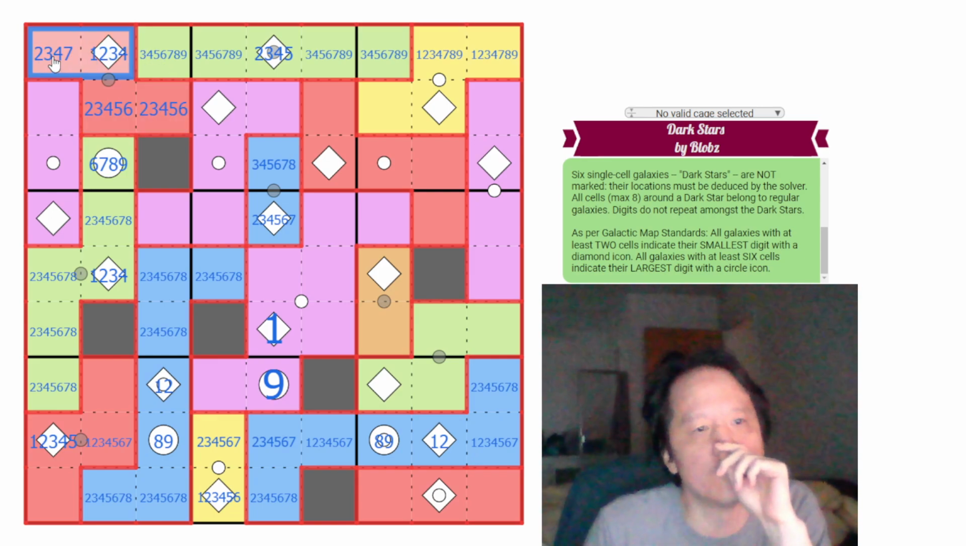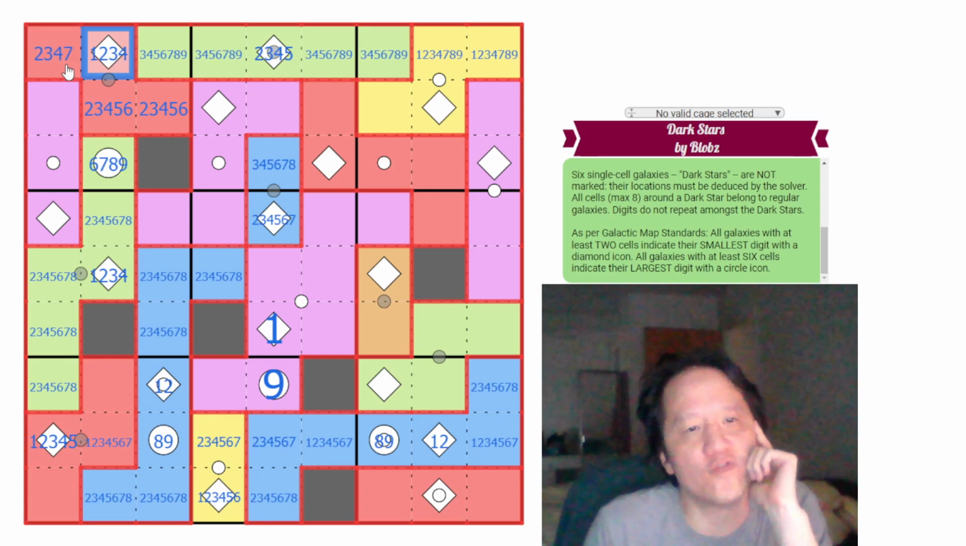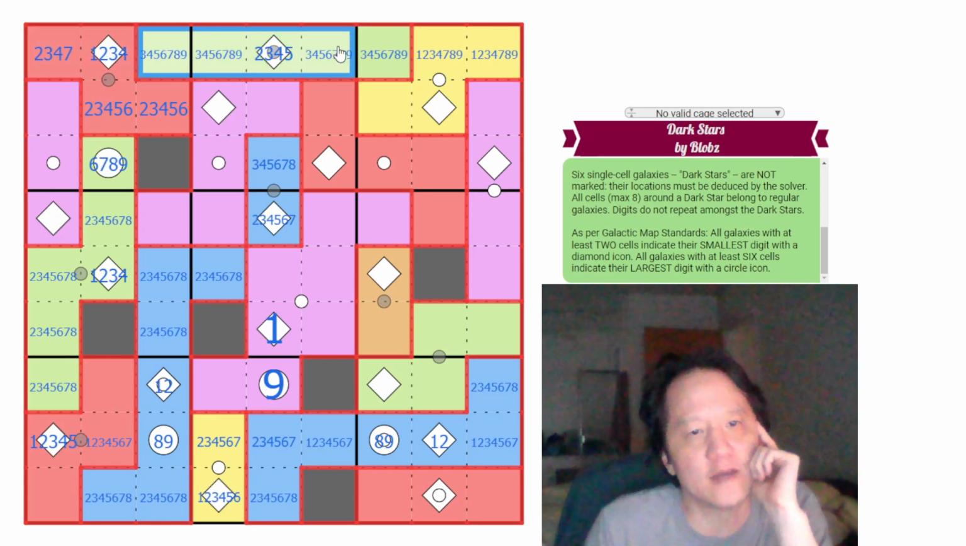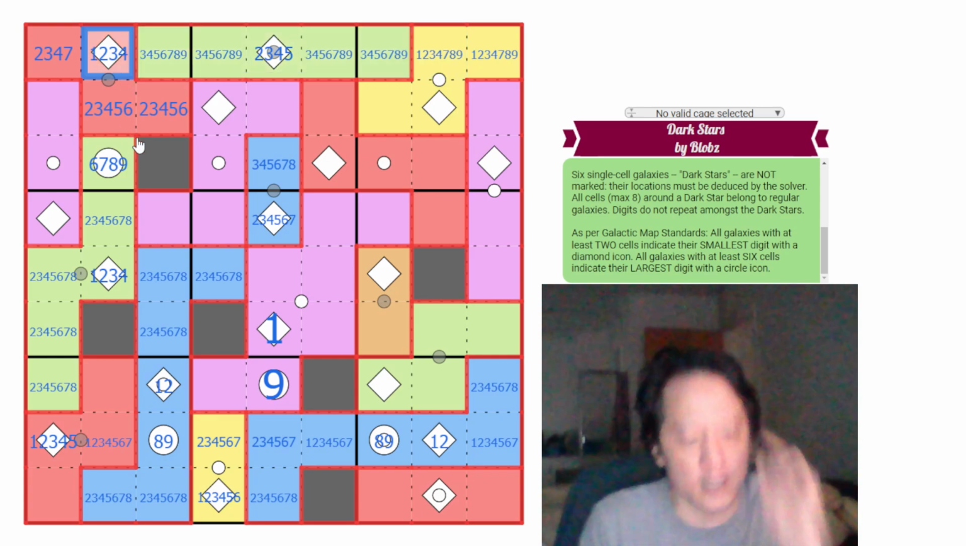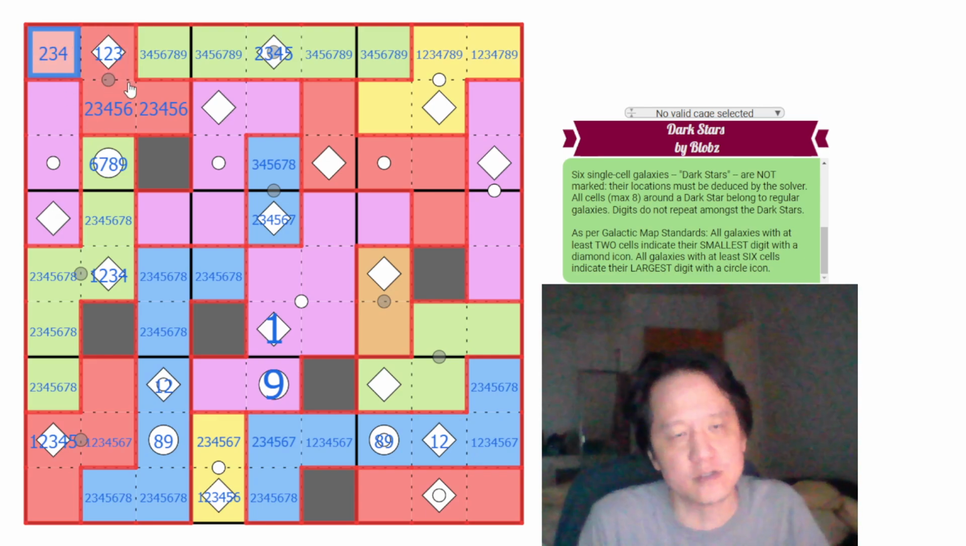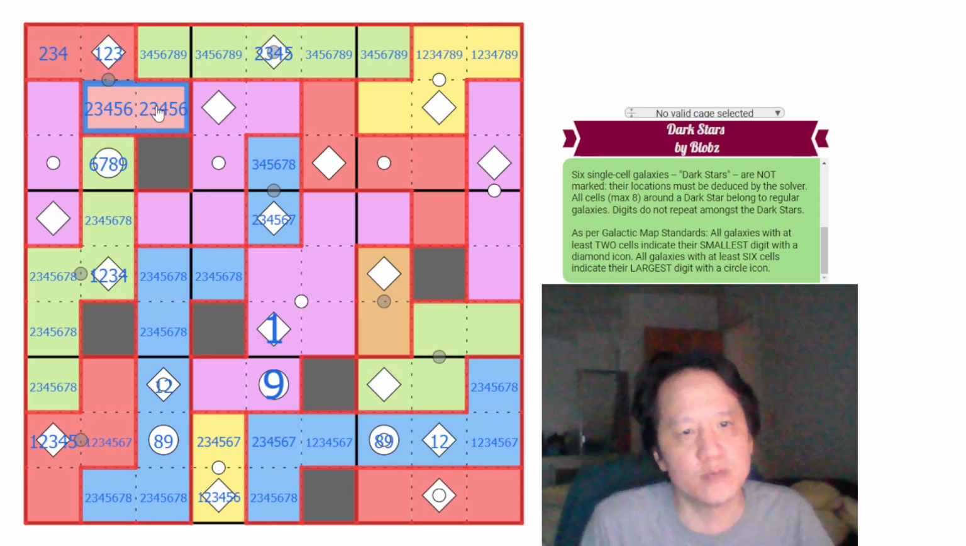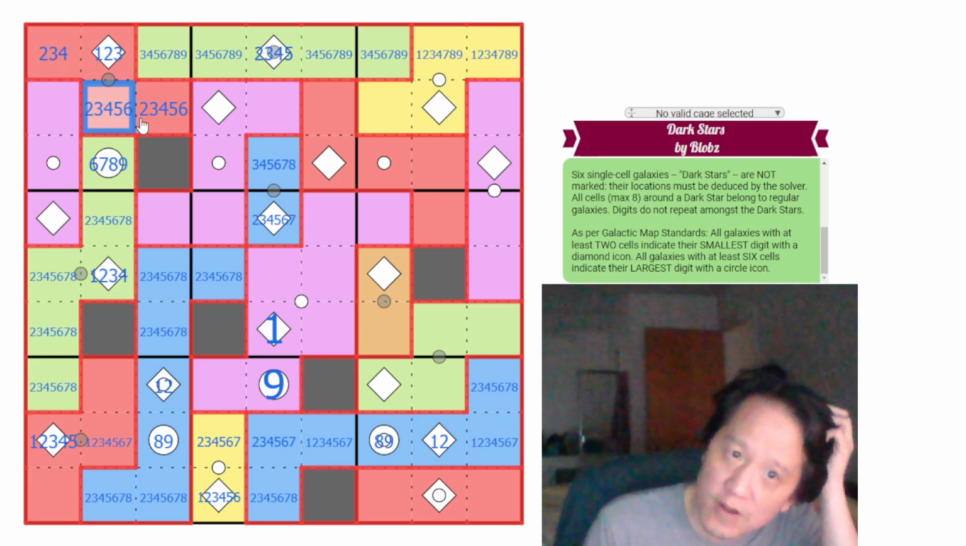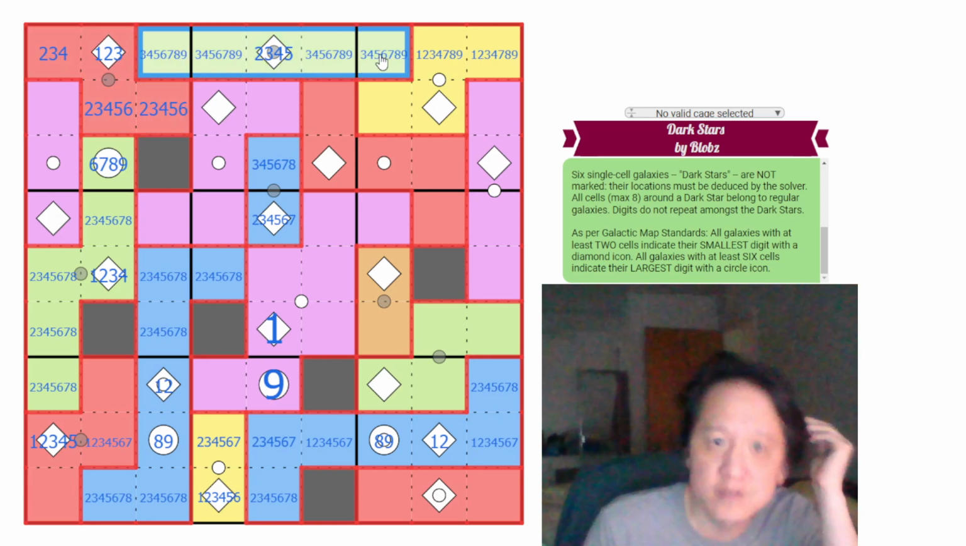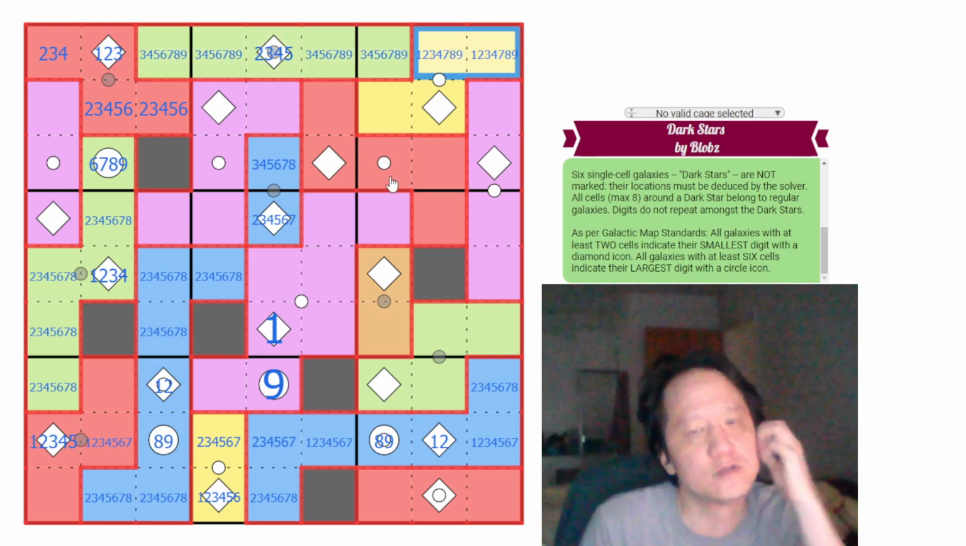Wait, this cannot be 4 and 7. Say this was 4 and 7. That eliminates both possibilities around here, which is a Renban. So this cannot be 4 and 7. This is 1, 2, 3, 4. It could be up to 6. It could be 3, 4, 5, 6. And this would be 5, 6, 7, 8, 9. And this would be 1, 2 here.